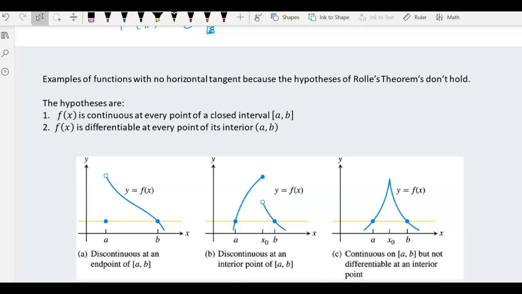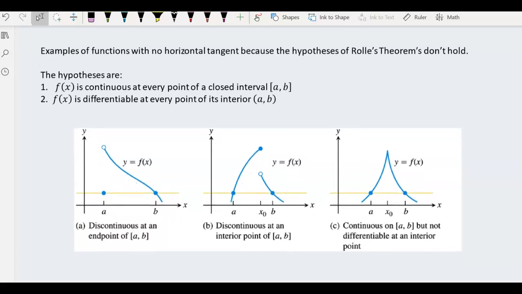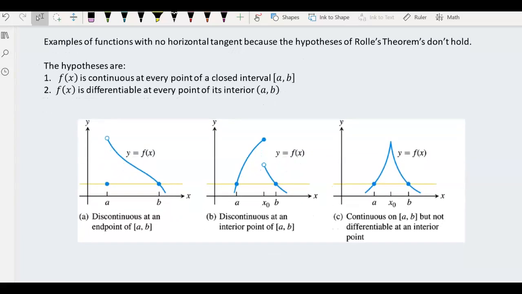And these have to do with one of the hypotheses that we have not being true. So one of the hypotheses is that we have the function being continuous on the closed interval. In pictures A and B, we've got discontinuity, right? And so they will both be examples where there's not necessarily a horizontal tangent, and that's because of these jump discontinuities that are showing up here.